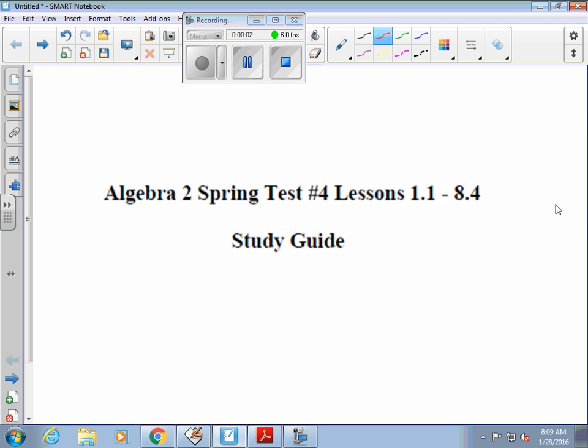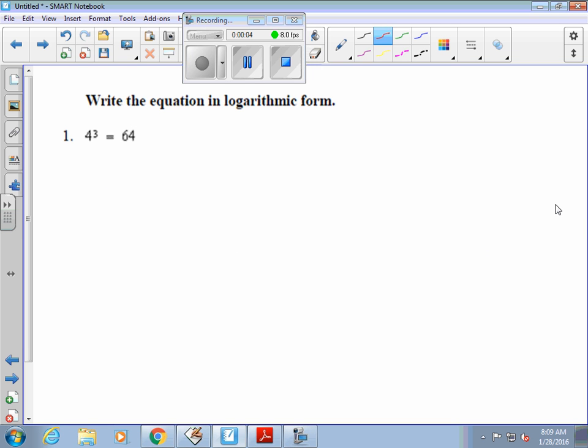Algebra 2, this is the test 4 study guide, everybody. Logarithmic form we're writing from. This is exponential form. You want to write it as a log. Remember, this is going to be your base, the first number. Log base 4 of 64 equals what it's being raised to, 3.